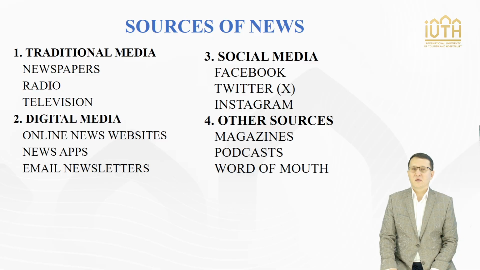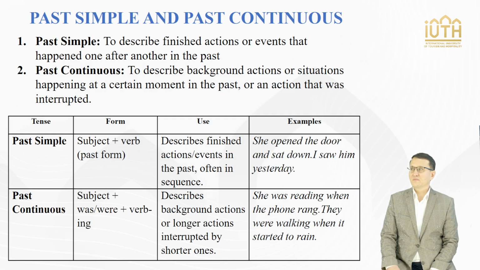3. Social media, platforms like Facebook, Twitter, Instagram, TikTok: very fast but sometimes unreliable. They allow citizen journalism, ordinary people reporting events. Other sources: magazines, with in-depth analysis and features. Podcasts: discussions and expert opinions. Word of mouth: news shared directly between people.